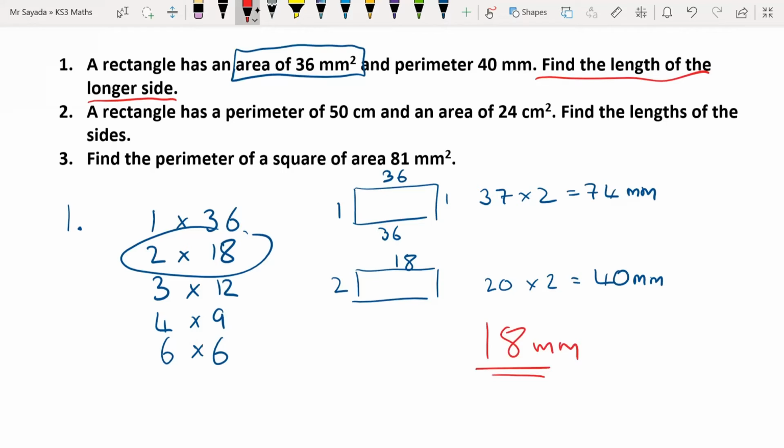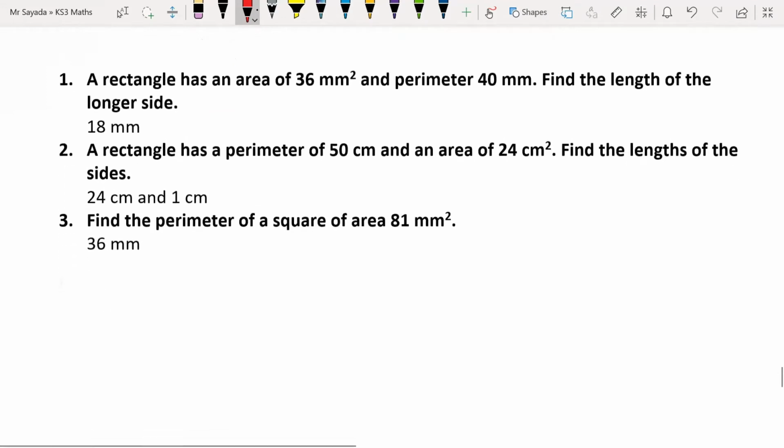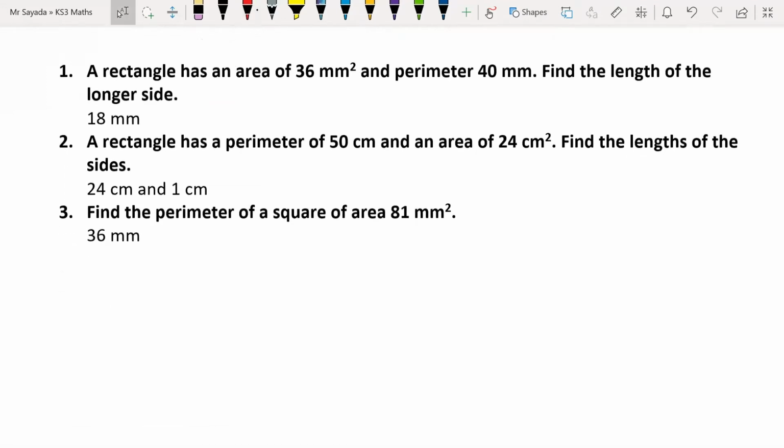Please now try questions 2 and 3. Pause the video while you do that. Press play once you're ready. You should have now done questions 2 and 3. Here are the answers. Please pause the video to mark your work. Press play once you're done. If you got either question 2 or 3 wrong, please carry on listening to this video.